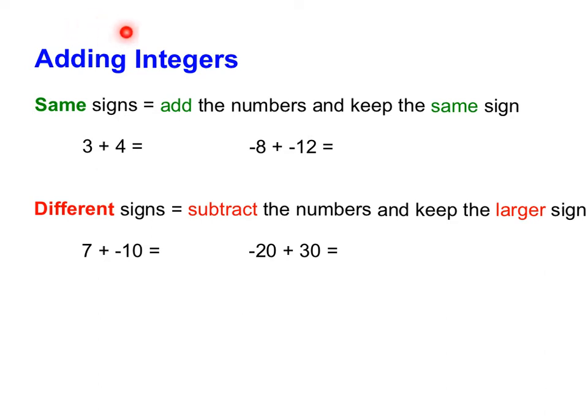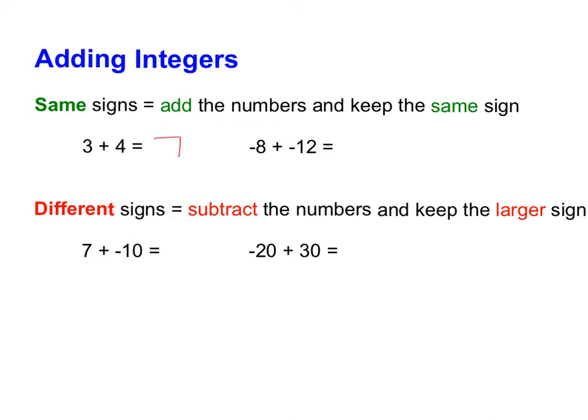This lesson is all about adding integers. So let's go over the rules again. If the integers have the same signs, all we have to do is add the numbers and keep the same sign. So here we have positive 3 and positive 4. So 3 plus 4 is 7, and because it was positive, we just leave it as it is.